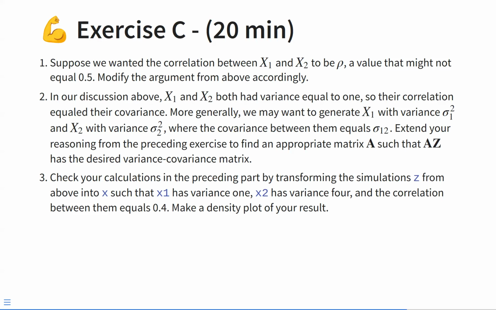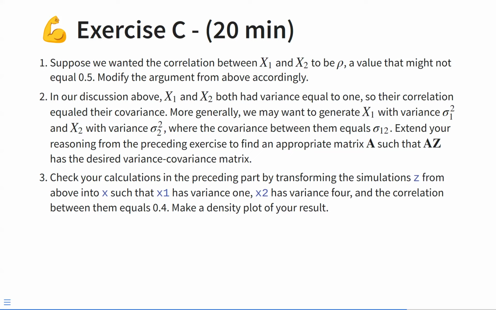Now it's time for an even more exciting exercise. I would like you to modify the above argument so that I can obtain a correlation between x1 and x2 that is equal to rho, where rho may or may not equal 0.5. So maybe rho could be minus 0.2, maybe it could be 0.75. I want you to modify the previous logic so that you can give me any value of rho and immediately find out what the matrix A needs to be. But we're still going to keep the variance of x1 and x2 equal to 1.